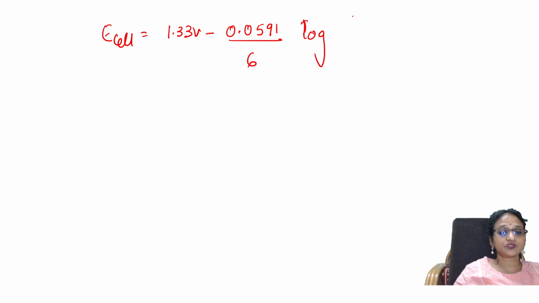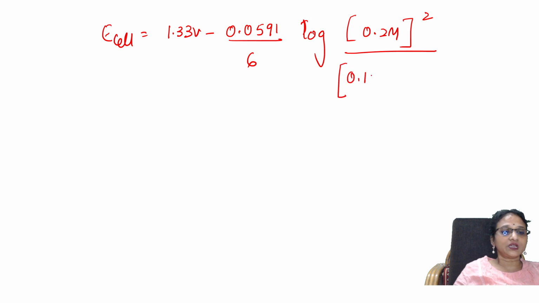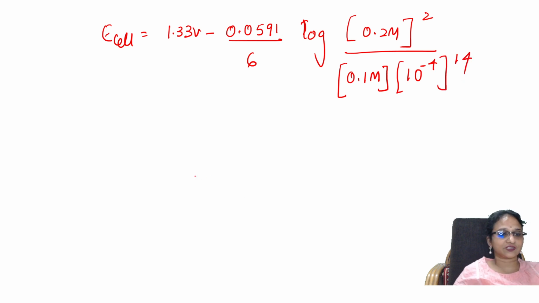How much is the concentration, students? Oxidized part, that is chromium, is how much? 0.2 molar given to me, squared. That's a coefficient, divided by chromium. How much is given to me? 0.1 molar. Done. How much is H plus given to me? H plus is given to me as 10 raised to the power of minus 4, raised to 14. Done, students. This is the thing.